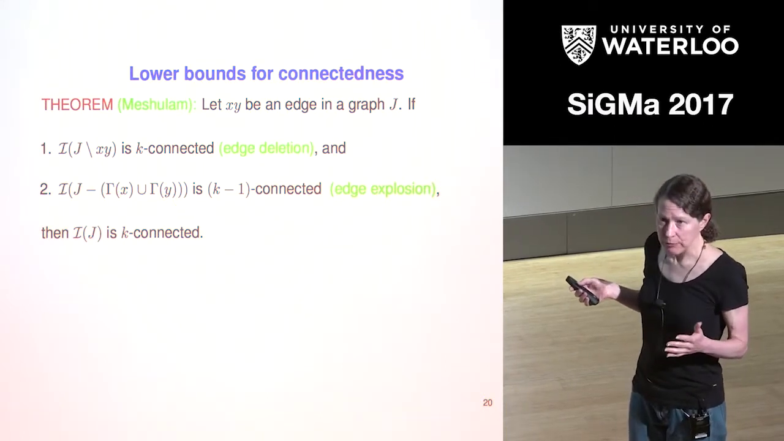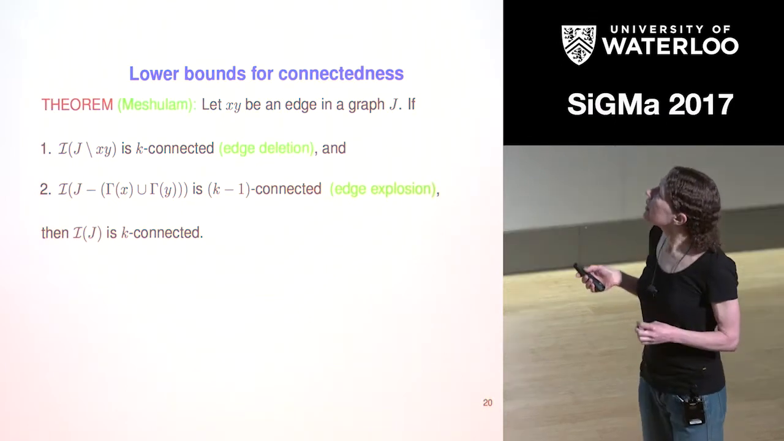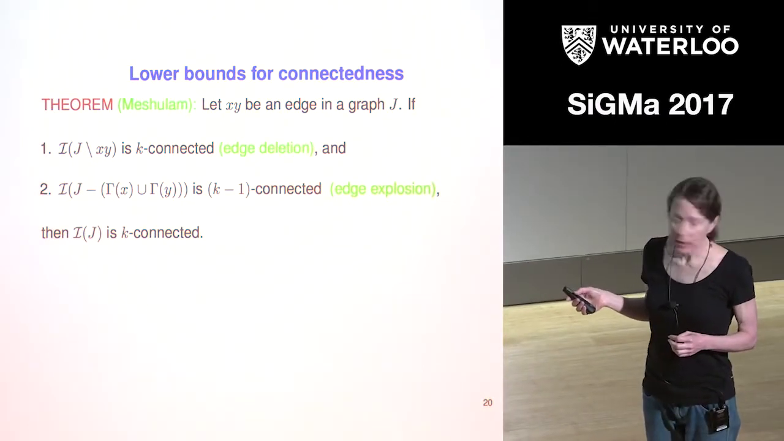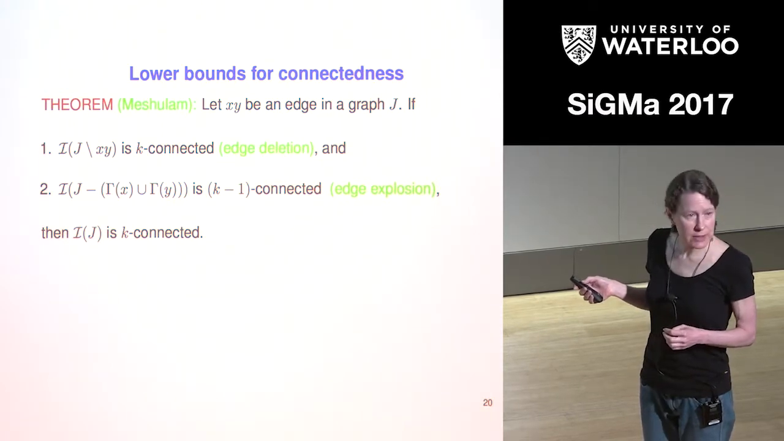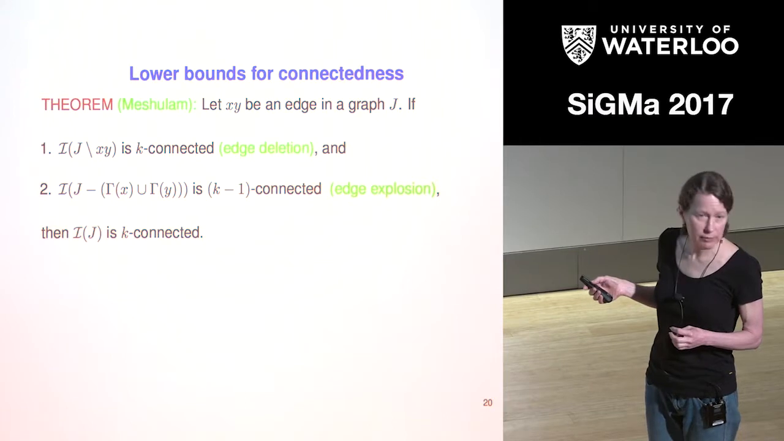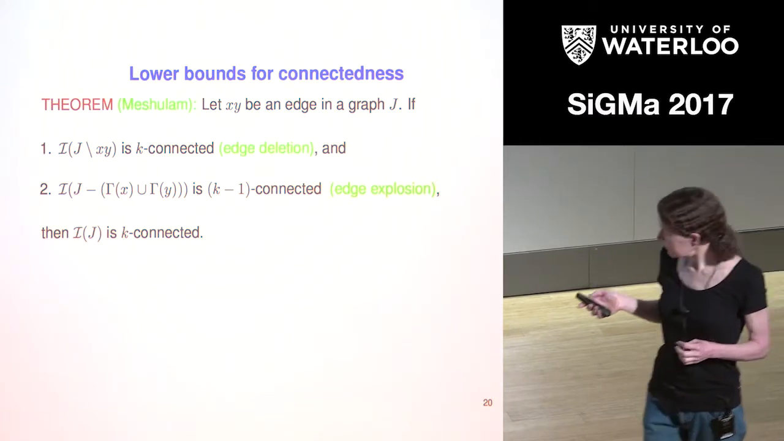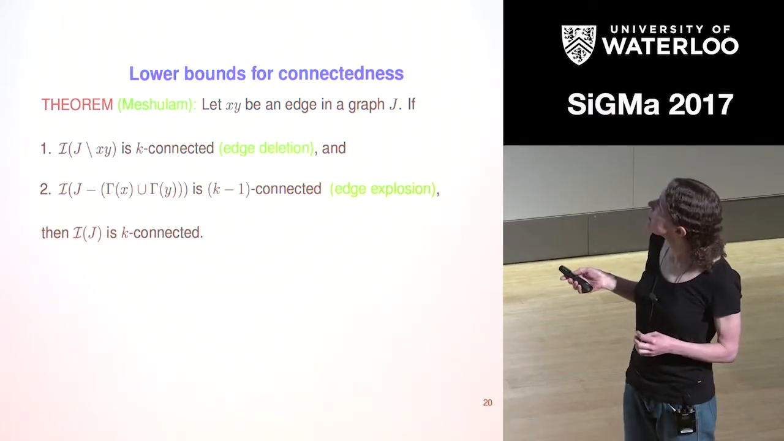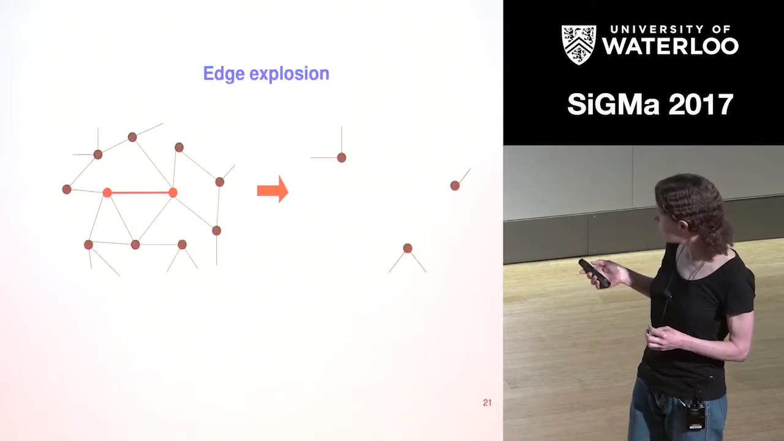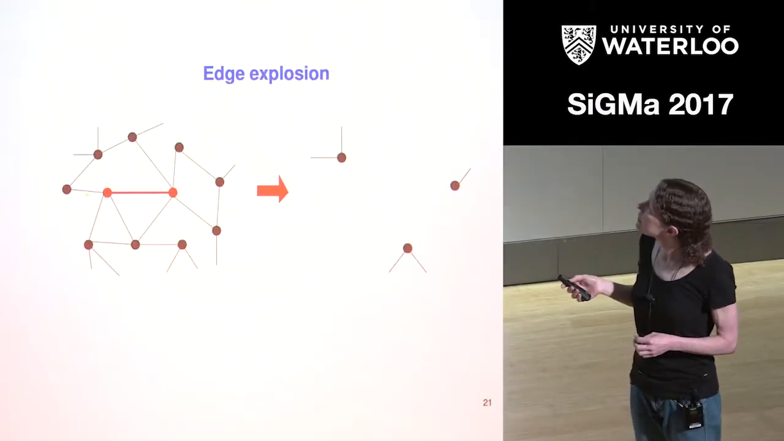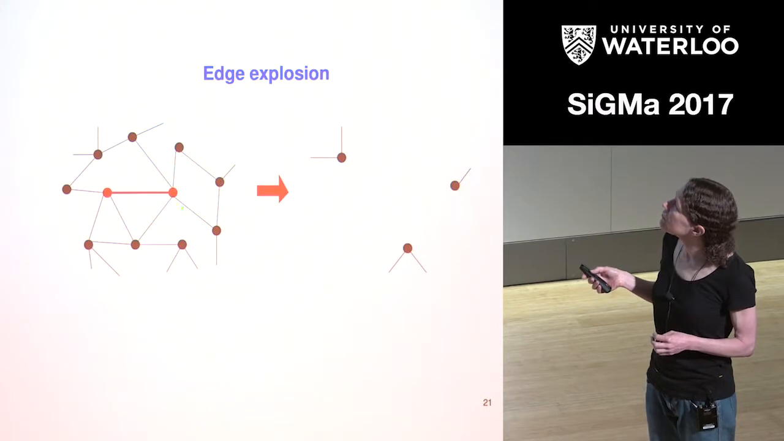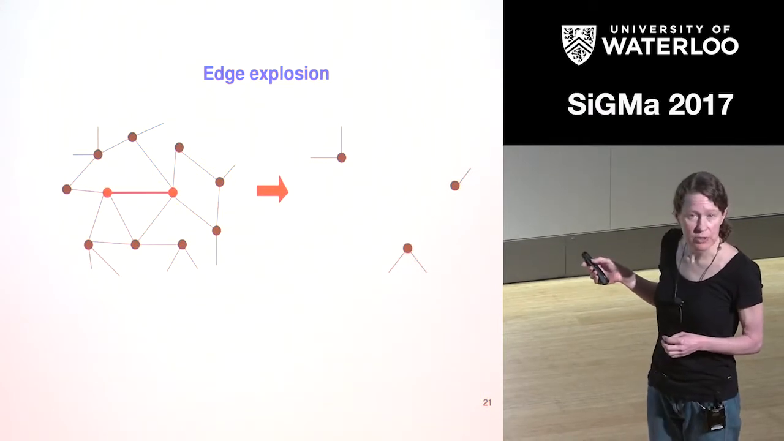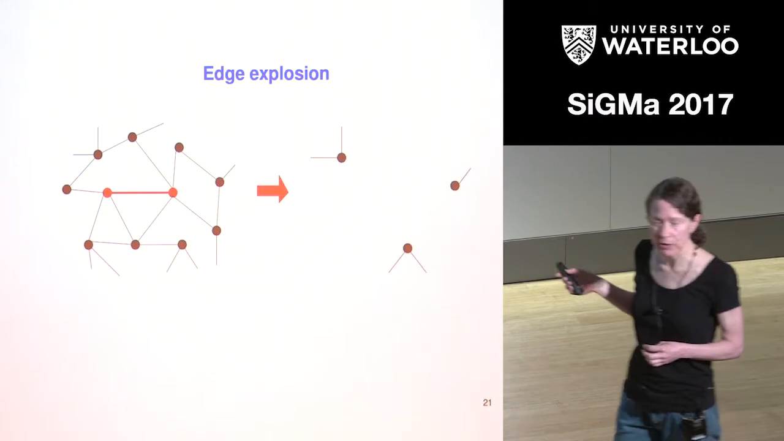So these are two simple operations that you can perform on a graph. If you can verify that the connectedness parameter is large for both of these, then you can conclude that it's large for your graph J as well. And if you want to know what edge explosion is, it's written here in words, but in pictures it looks like this. Edge explosion means take your edge, and you just remove from the graph this edge, these two vertices, and all of their neighbors. It's kind of destructive, hence the explosion terminology.